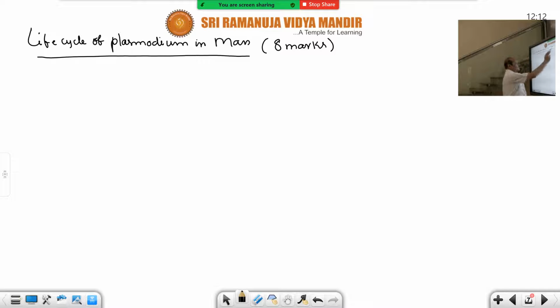So the life cycle of Plasmodium in man, let us see today. This is the beautiful 8 marks question, a very, very important 8 marks question. So you can put a number of star marks. It is meant for 4 marks as well as 8 marks and 2 marks. A number of questions come from these two 8 marks questions. So, life cycle of Plasmodium in man.